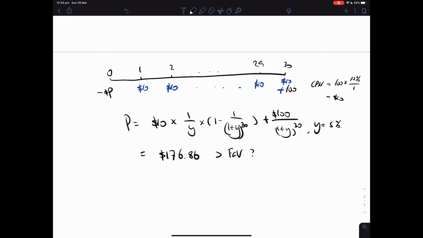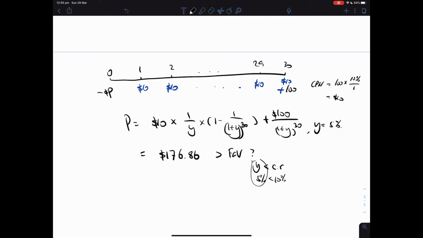And this is greater than face value. Why? It's because our yield to maturity is less than the coupon rate. Yield to maturity is 5%, and the coupon rate is 10%. So if the bond is paying you a higher payment than what you demand, then the price is going to be greater than the face value.